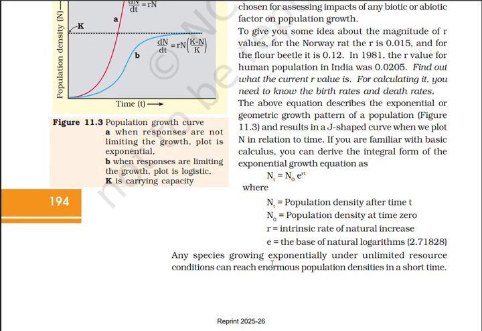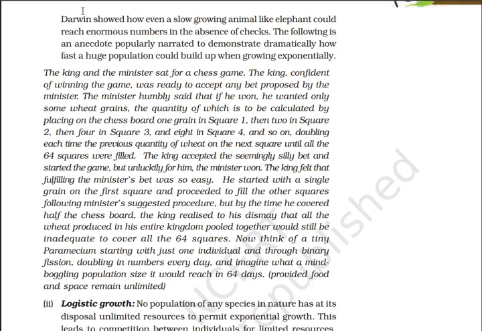2.71828. Any species growing exponentially under unlimited resources conditions can reach enormous population densities in a short time. Darwin showed how even a slow-growing animal like the elephant could reach enormous numbers in the absence of checks. The following is an anecdote popularly narrated to demonstrate dramatically how a population could be built up fast when growing exponentially. The king and the minister sat for a chess game.